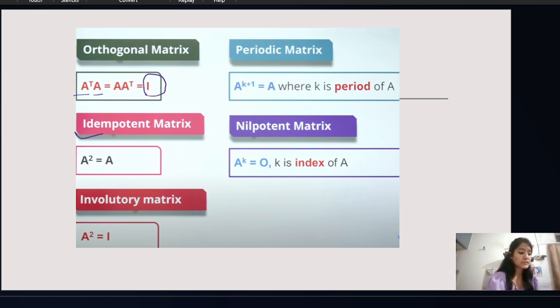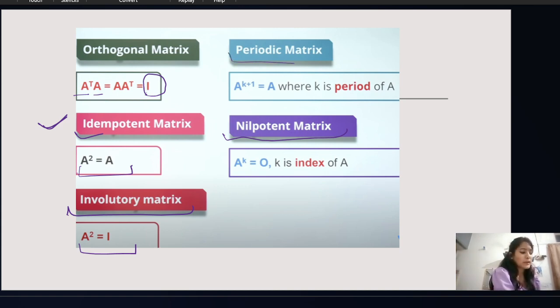Next, idempotent: if we find the square of any matrix and we get the same matrix, just note it down, then we can say it is the idempotent matrix. An involutory matrix means if we square a matrix and get the identity matrix, then we can say it is an involutory matrix. And what is nilpotent? Nilpotent: if we find some power of a matrix and we get the null matrix, then we can say this is nilpotent.